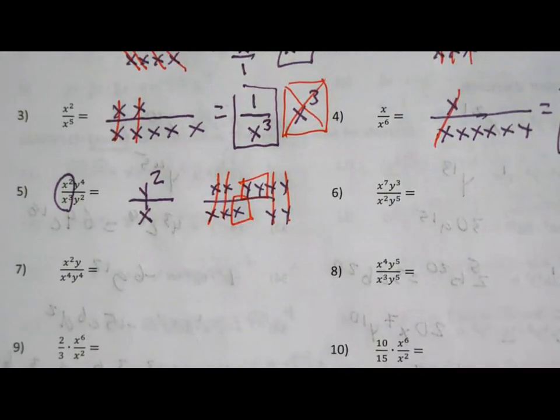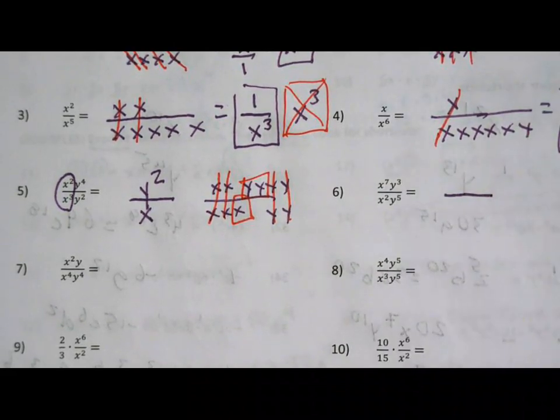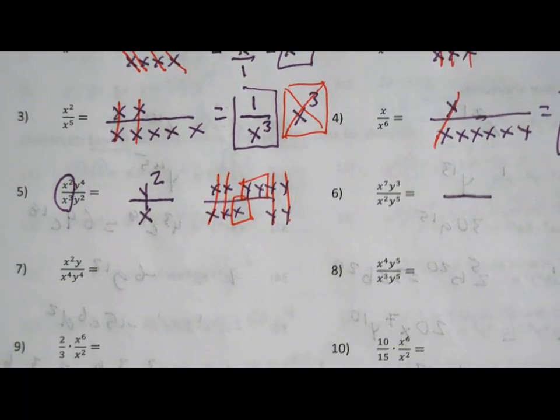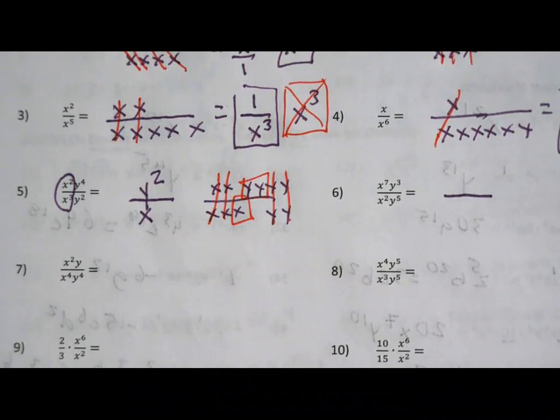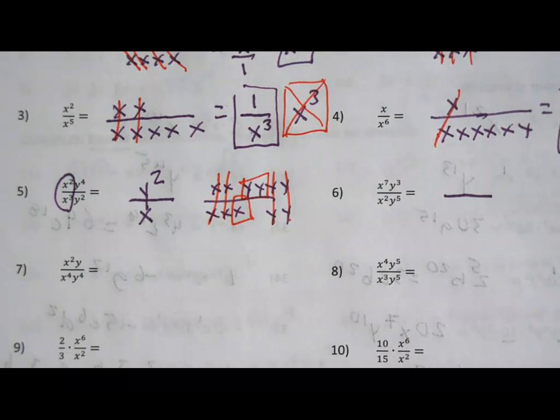Try it on your own. Imagine you've got 7 x's written out on the top and 2 on the bottom. You start crossing stuff out. Figure out how many leftover x's are there, and which side of the fraction bar should they be left over on. And then do the same thing with the y's and see what you get. Try these next 3 on your own, actually. See if you can go up through number 8.